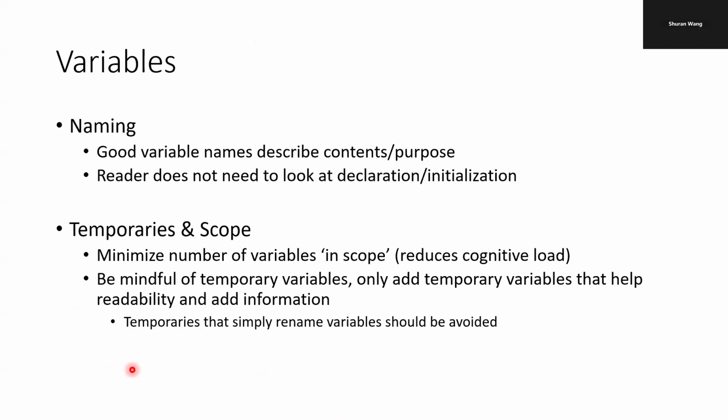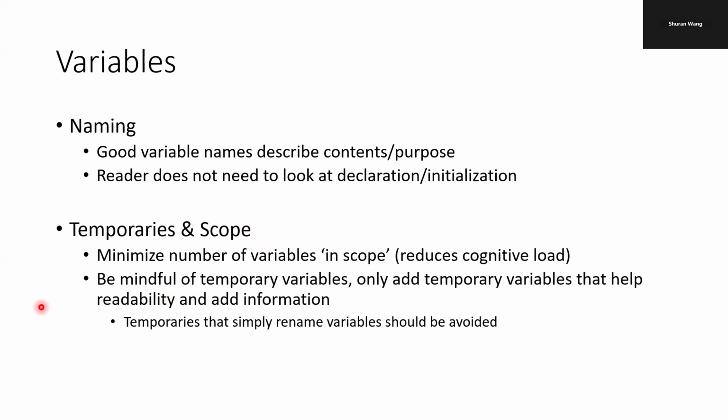Variables. Good variable names can describe their contents and their purpose, so that the reader does not need to look at the declaration, where usually you will have a line of comment explaining what this variable does. The reader wants to get the information from the variable name. Try to minimize the number of variables in scope. This helps reduce cognitive load so that the reader doesn't need to remember too many variables in scope.